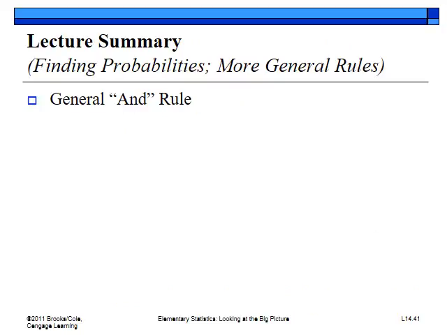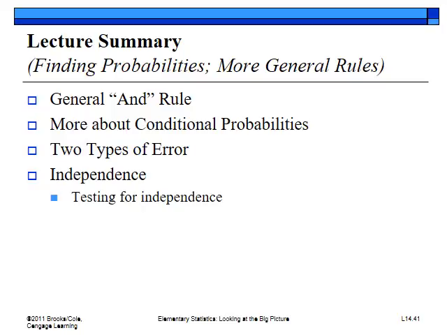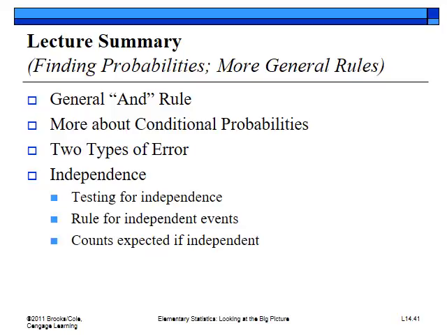To wrap up, we considered the general AND rule. We looked more deeply at conditional probabilities. We talked about type 1 and type 2 errors. We talked about independence of variables. We talked about how to test for independence of variables. And we found a rule for independent events. We also talked about creating a table of expected counts if variables are independent.